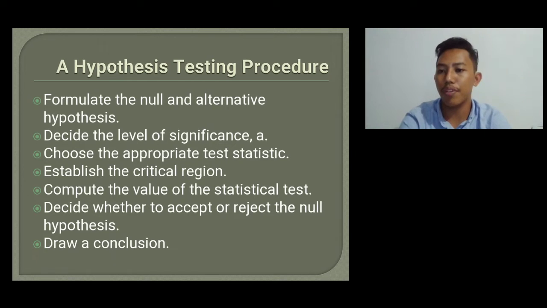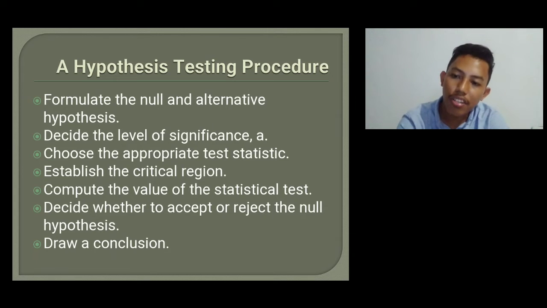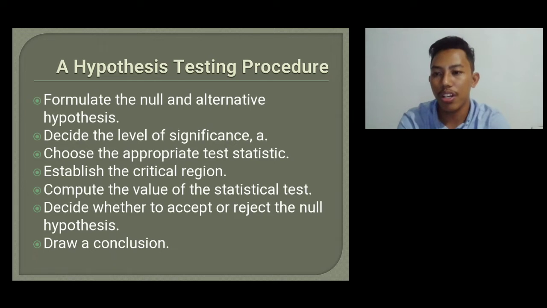So this is the procedure in hypothesis testing. First, you need to formulate the null and alternative hypothesis. Next, you need to decide the level of significance. Next is choose the appropriate test statistic. Next is establish the critical region, compute the value of the statistical test, decide whether to accept or reject the null hypothesis, and the last one is draw a conclusion.